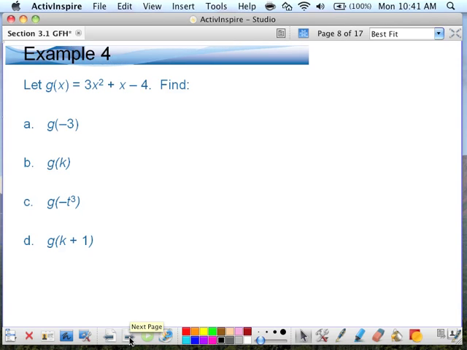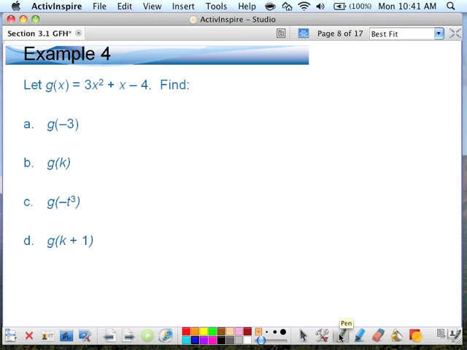If I give you the function g of x equals 3x squared plus x minus 4, that's really the same thing as y equals 3x squared plus x minus 4. But if I ask you to find g of negative 3, what am I really asking you to find? I'm asking you to find the y value where x is negative 3. I'm asking you to substitute negative 3 in the spot for x and tell me what it equals. So I give you the independent variable, and you were supposed to tell me what the dependent variable equals for that value. So it's just a substitution process.